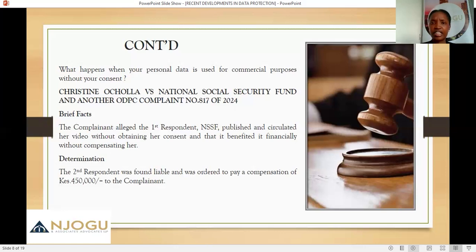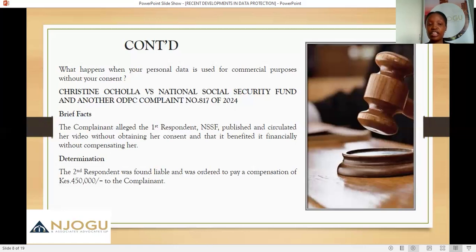So how did they look at it and what conclusion did they make after looking at that set of facts? Looking at the principles of data protection under Section 25, they violated the transparency principle. What else did they violate? They also violated Section 37, which talks about commercialization: that you do not use personal data for commercial purposes without the consent of the data subject.